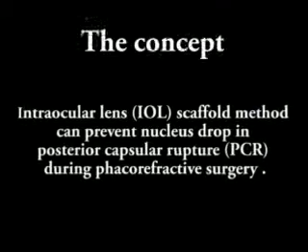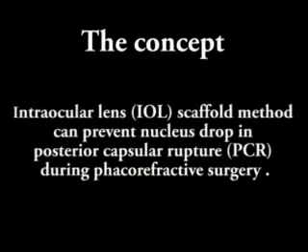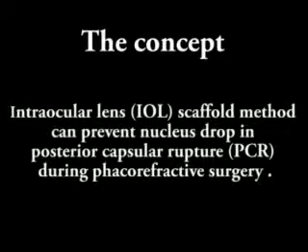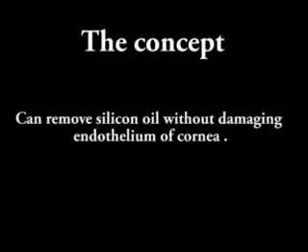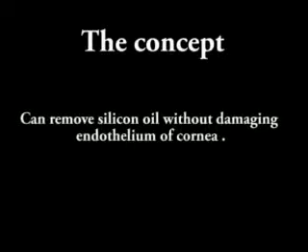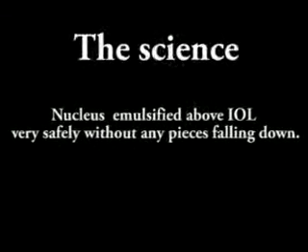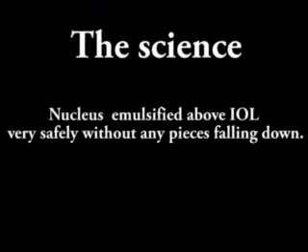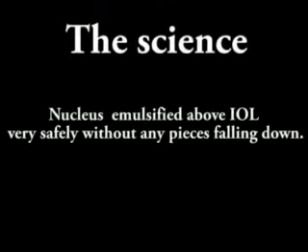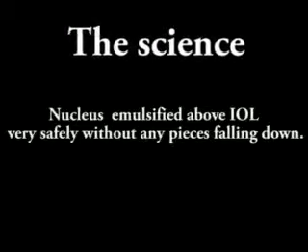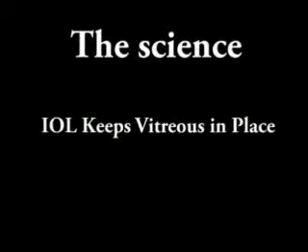The concept: the intraocular lens acts as a scaffold to prevent a nucleus drop in a posterior capsular rupture during phacoemulsification surgery. It can also help in removal of silicone oil without damaging the endothelium of the cornea. The nucleus is emulsified above the IOL very safely, without any of the pieces falling in the vitreous cavity. The IOL keeps the vitreous in place.